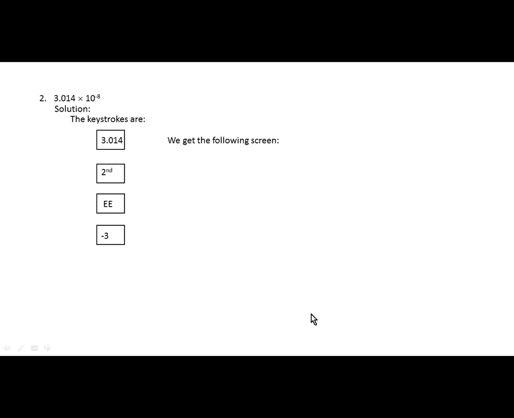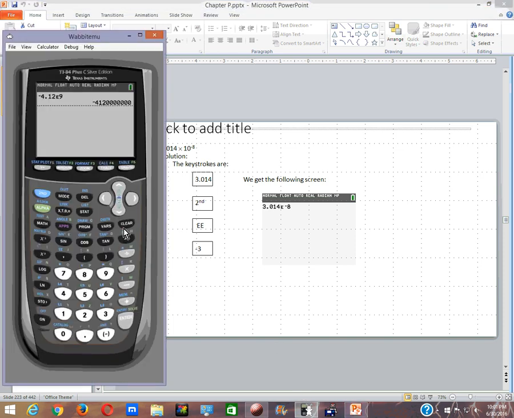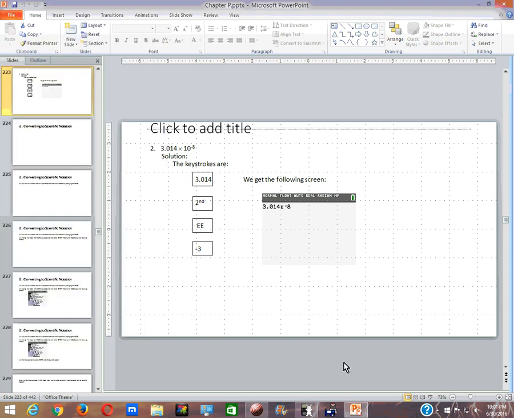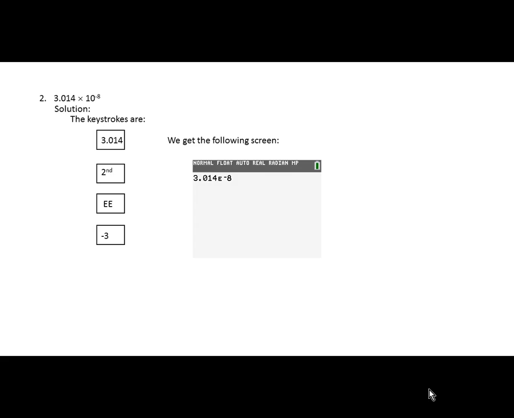Next, 3.014 times 10 to the negative 8. So you're going to have 3.014, second EE, negative 8, and you're going to get something that looks like that. Now, if we press enter, you actually see the same thing. On the calculator, it won't do anything to it. It's one of the limitations of the calculator. Let me just show you that. 3.014 second EE negative 8. If I press enter, same thing. The calculator cannot convert that number back to standard form. Remember, it could on the other one, but it couldn't do that one.